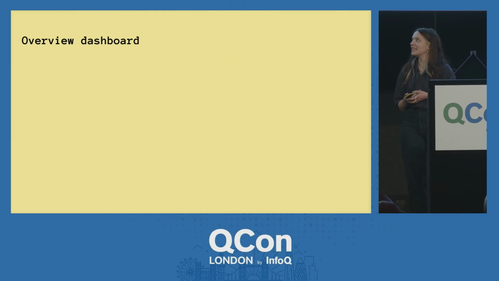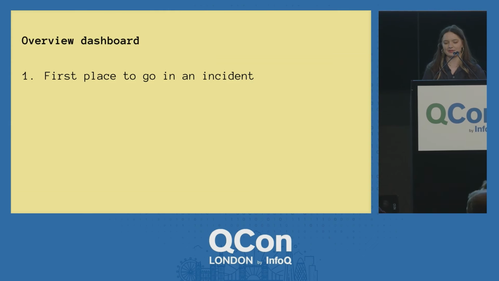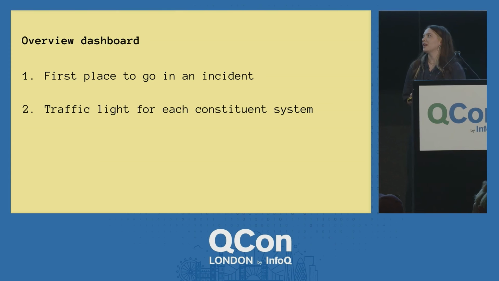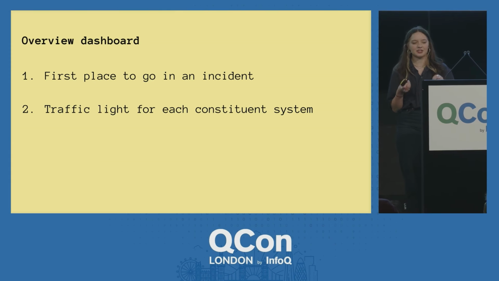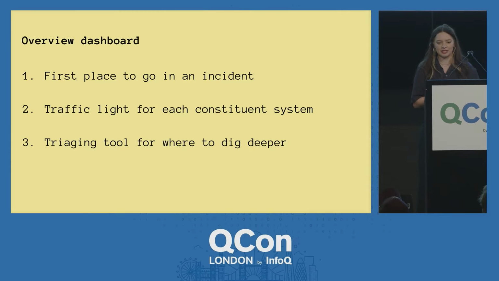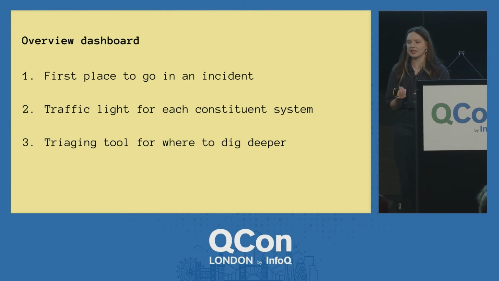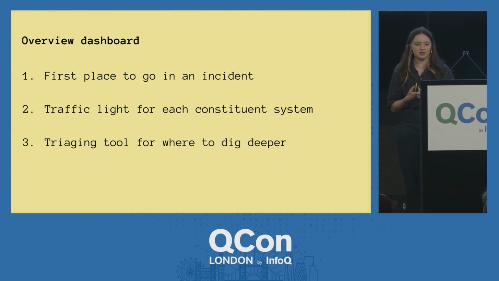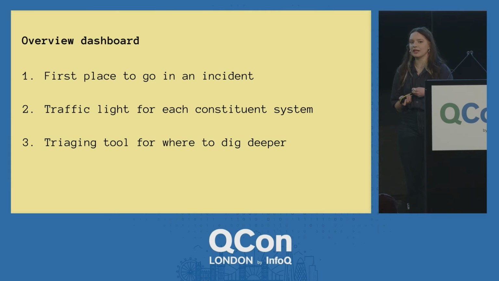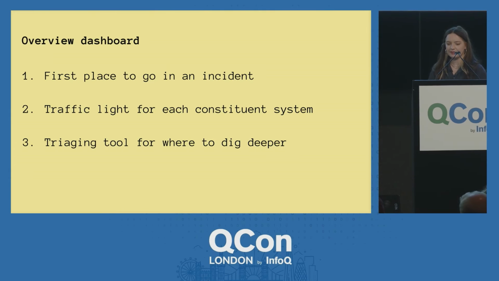This dashboard is every engineer's first stop when something is wrong. It provides a traffic light for each constituent subsystem, so signals that you can understand at a glance. And ultimately, it's a triaging tool. So this dashboard won't and shouldn't give you the full details of what's going wrong.